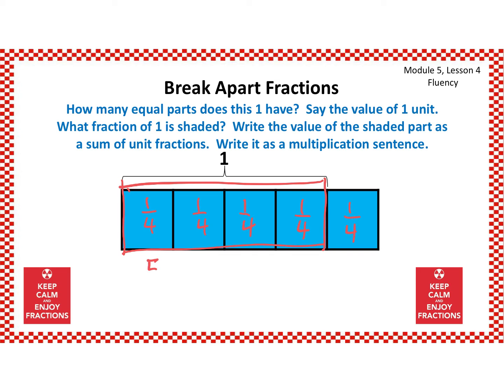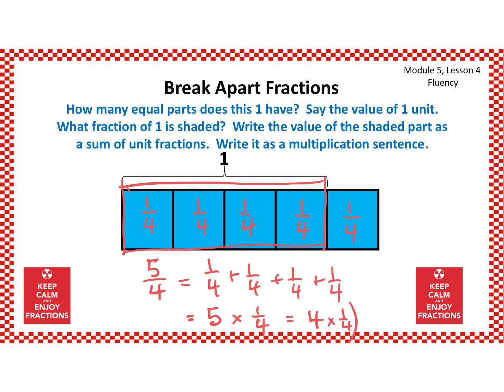We actually have 5/4. If we're going to write that as a sum of those unit fractions, we're going to write 1/4 plus 1/4 plus 1/4 plus 1/4, and one more 1/4. As you notice, we have an improper fraction because we have a larger numerator than denominator. If we were going to say this is a multiplication, we could say 5 times 1/4. Or we could say 4 times 1/4 plus 1/4.